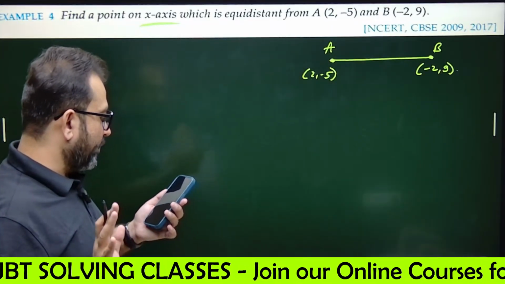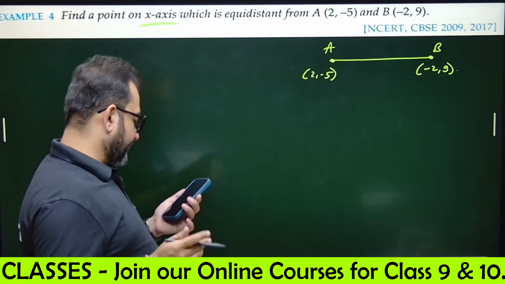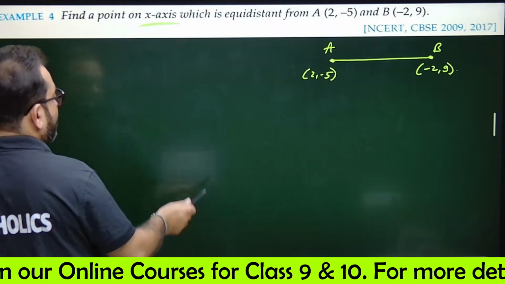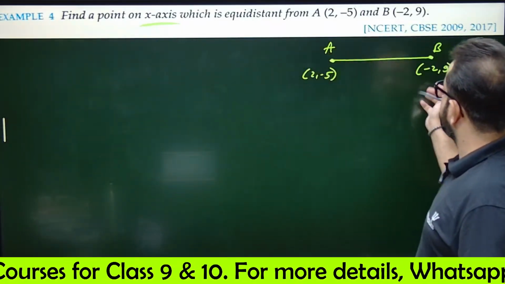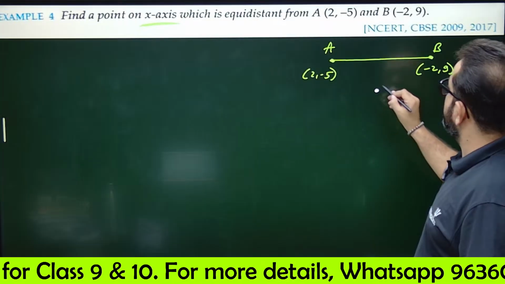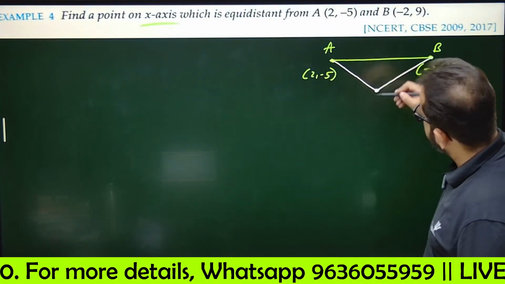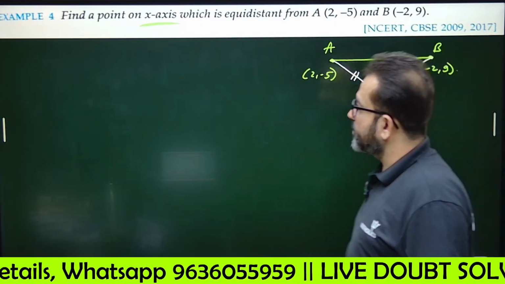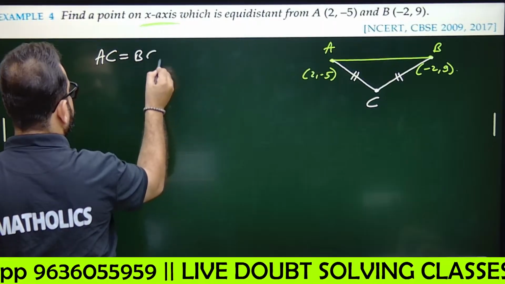Now we have to find a point. What is this point? We have to find a point on the x-axis, which is equidistant from both of these. Say this point is this. If you join this point with A and with B, let's say this is C. So AC is equal to BC. You get this point? AC is equal to BC, right?